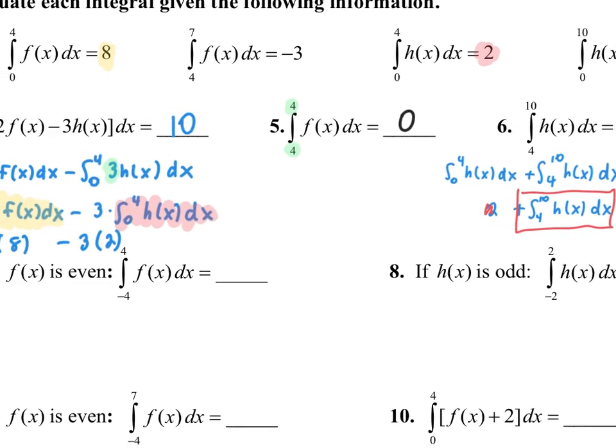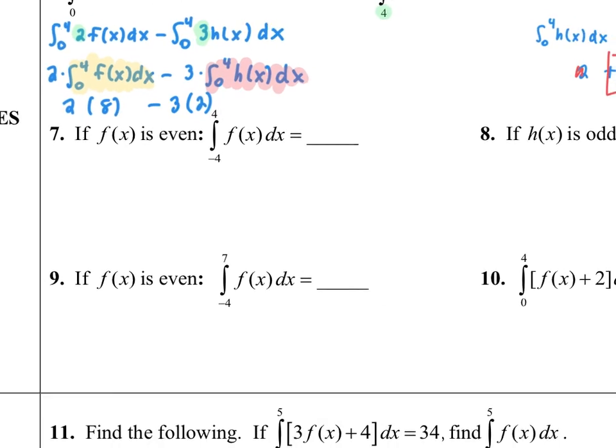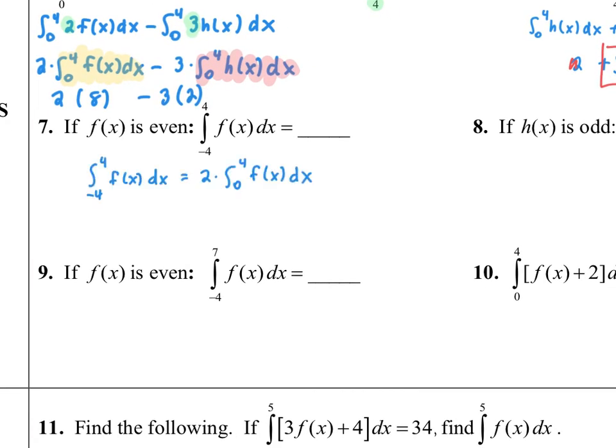Question 7 starts by telling me that f of x is an even function, so it makes sense I'm going to use the even property. That property just says if I know the area from 0 to 4, I just double it, and that will be the area from negative 4 to 4, which becomes 2 times 8, giving me an answer of 16.